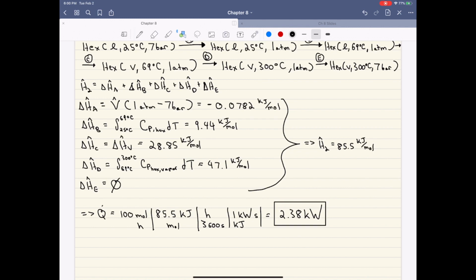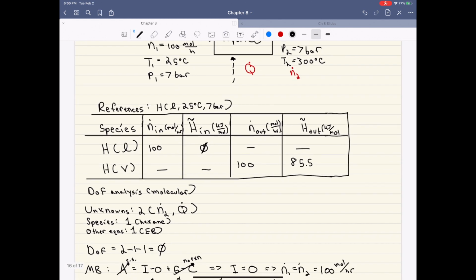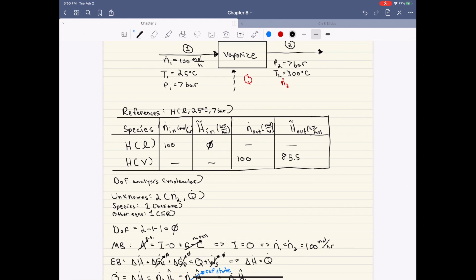Okay, and just for completion's sake, I'm also going to fill out our enthalpy table. Alright, and so by utilizing a hypothetical process path, we avoided the complexity of vaporizing our hexane at conditions that are not the same as the conditions listed in Table B1.